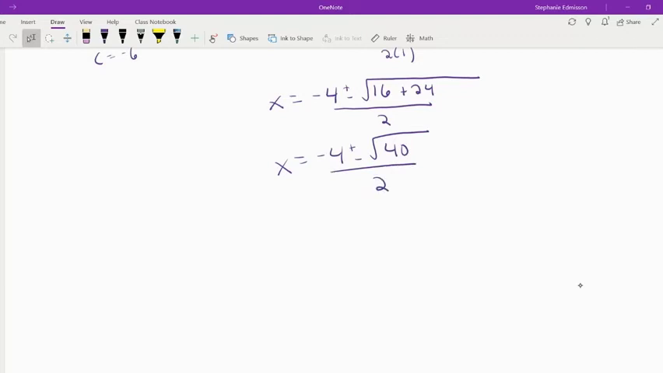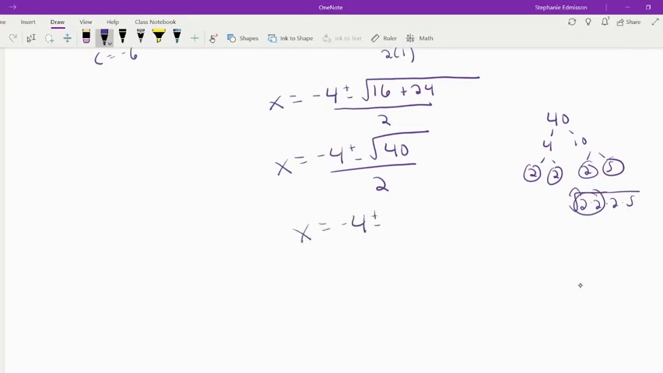Now I need to simplify my root. Bring it over here. 40 is 4 times 10. 4 is 2 times 2. Those are both primes. And 10 is 2 times 5. So I'm going to get 2 times 2 times 2 times 5. That's going to come out. So I get x equals -4 plus or minus. This one came out, so 2. And then my leftovers that are stuck inside the root sign are 2 times 5, which is 10 over 2.